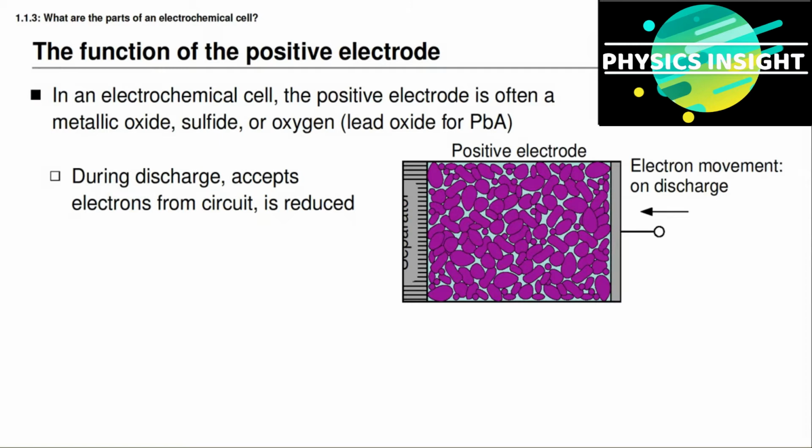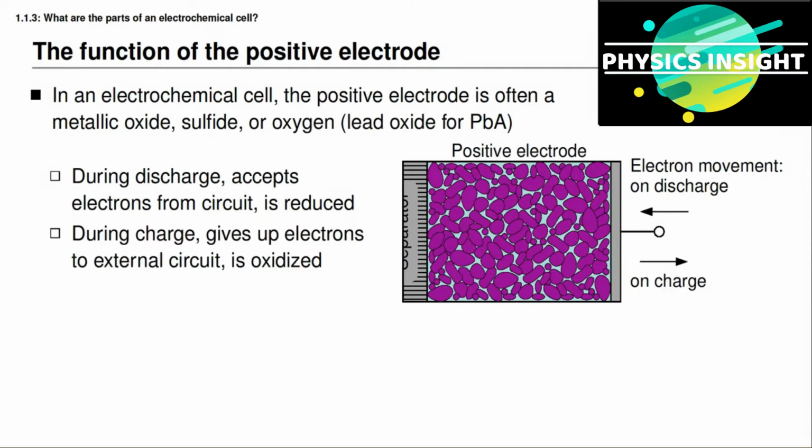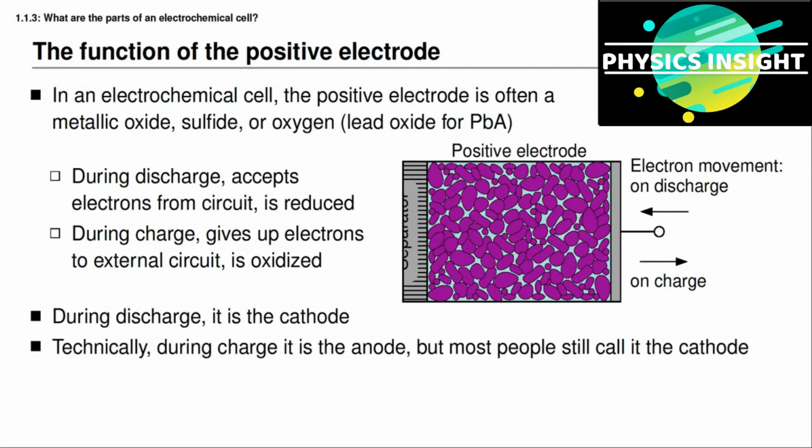Remember, reduction is gain. During the charge process, on the other hand, the positive electrode is forced to give up electrons to the external circuit, and so the positive electrode is oxidized. Remember, oxidation is loss of electrons. During discharge of the battery cell, the positive electrode is called the cathode because it's the electrode being reduced. The cathode, remember, is the electrode where reduction is happening. So technically, during charge, the positive electrode is really the anode because it's being oxidized at that time.